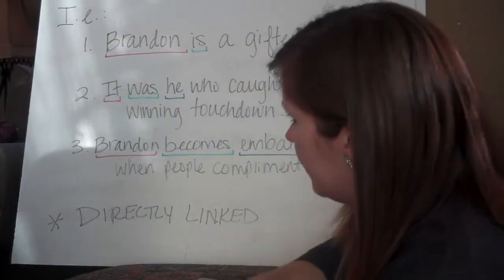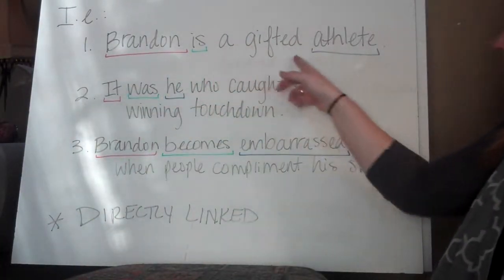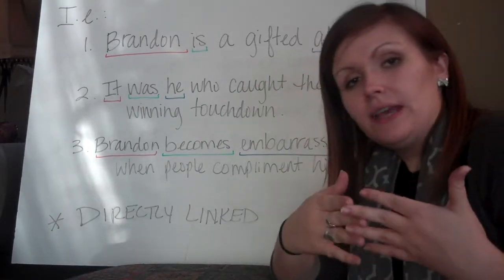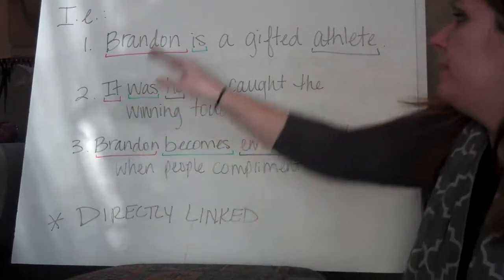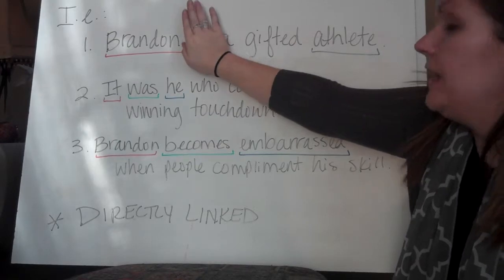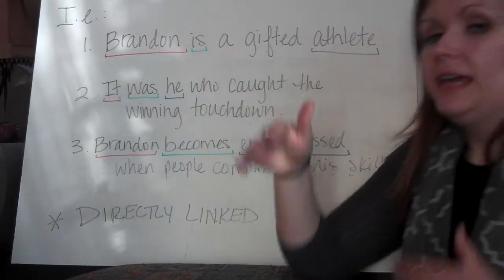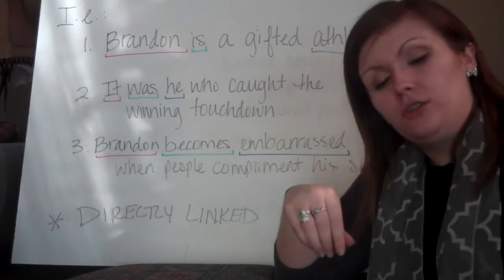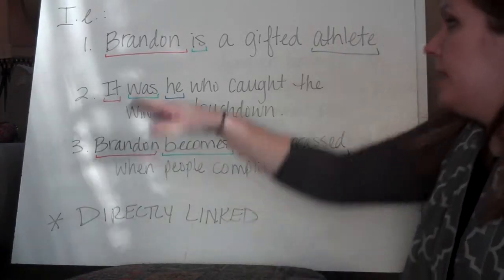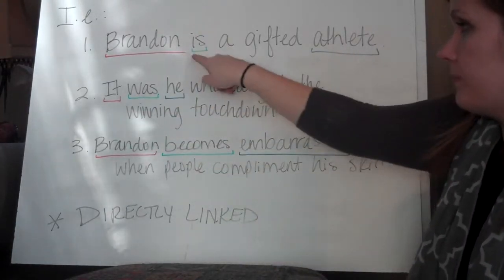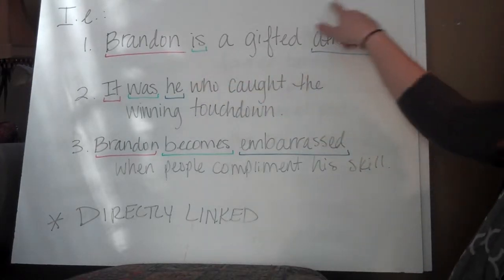So I have 3 examples here. The first one is Brandon is a gifted athlete. And you can decide whether or not something's a linking verb by, if you could replace this with an equal sign, it would be a linking verb. So you could say Brandon equals athlete. It's something that is directly linking to the subject Brandon, and that is being linked by our linking verb here. So this would be the subjective complement.